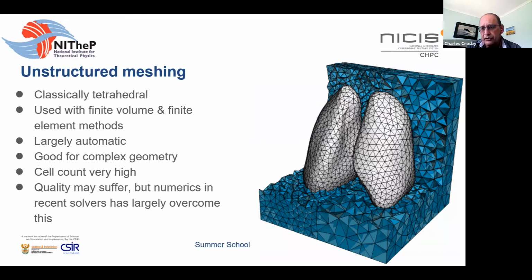You have far more cells, but it's not necessarily the end of the world, because the number of points in a tetrahedron is much lower than in a hexahedron, for example. So you may have the same number of points, but far more cells in the tetrahedral mesh.